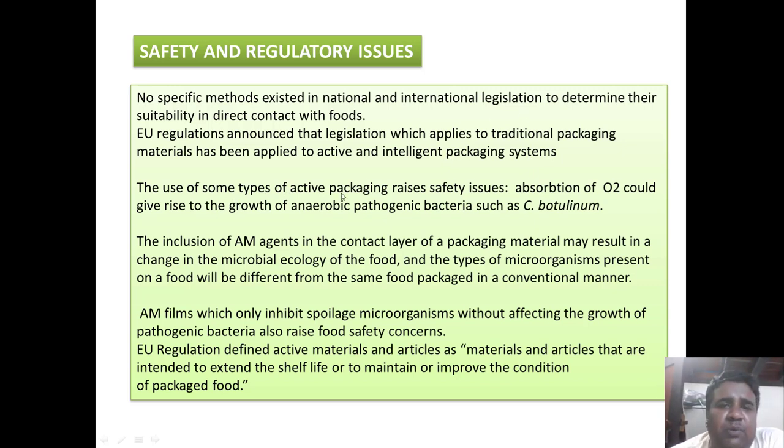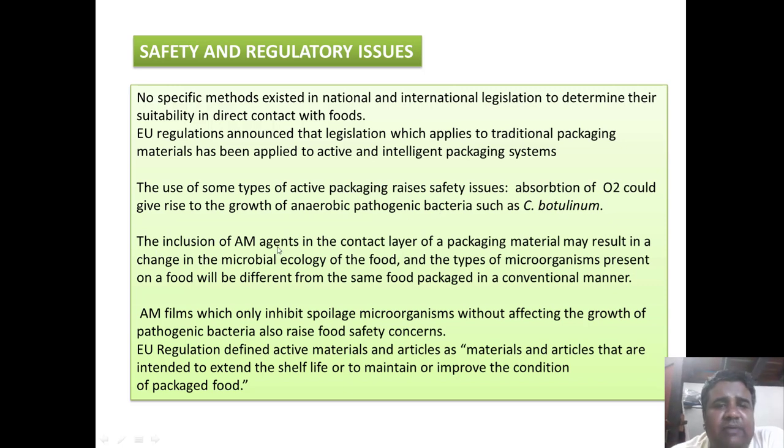The use of some types of active packaging raises safety issues. Somebody says, no, active packaging is good for the food product. What can be the safety issue? Like you have put an oxygen scavenger inside the food product. This oxygen scavenger will absorb all the oxygen, and it will create an anaerobic condition, and this will be a preferable environment for the growth of Clostridium botulinum. So this is the safety regulation concern.